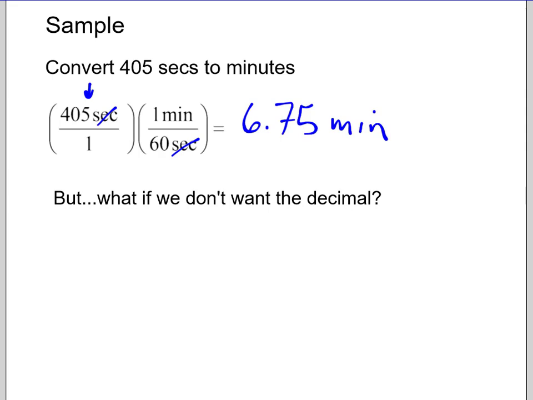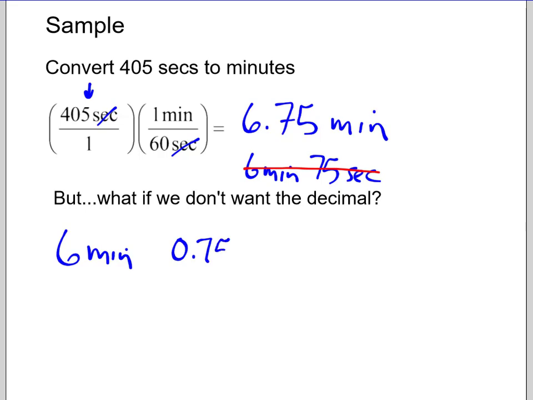But what if we don't want the decimal? And this is where sometimes people get stuck. Sometimes people will write this as 6 minutes and 75 seconds. Okay, and that is incorrect. That is bad. We don't want to do that. Okay, so what we want to do is we're going to break out 6 minutes and 0.75 minutes, because if we added those two together, we'd get back to the 6.75.